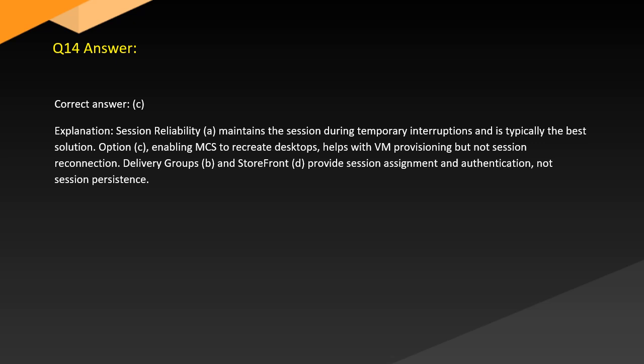Answer. Correct answer, C. Explanation. Session reliability, A, maintains the session during temporary interruptions and is typically the best solution. Option C, enabling MCS to recreate desktops, helps with VM provisioning but not session reconnection. Delivery groups, B, and StoreFront, D, provide session assignment and authentication, not session persistence.